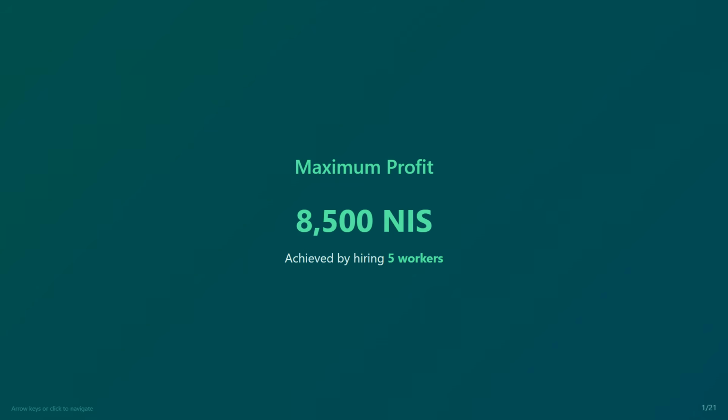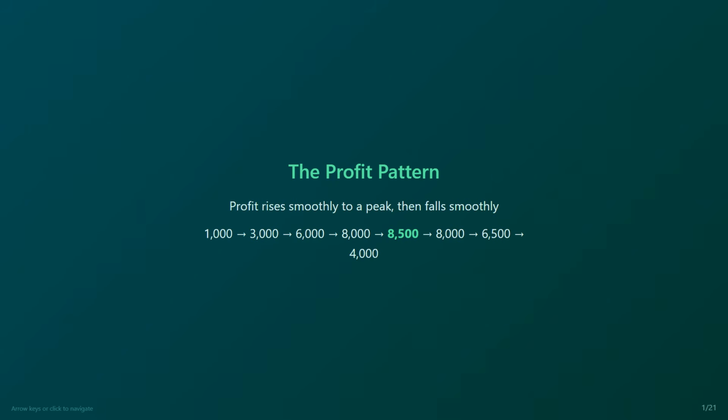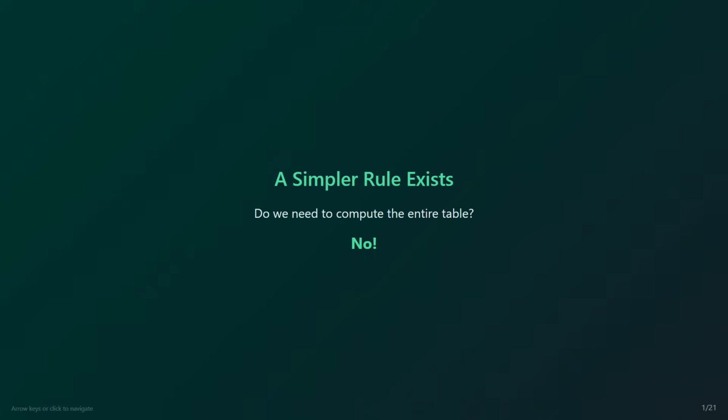Now, let's look at what happens to profit. Notice the clear pattern: profit steadily rises, 1,000, 3,000, 6,000, 8,000, 8,500, until it reaches a peak of 8,500 shekels at worker number 5. From there, it steadily declines, 8,000, 6,500, 4,000. No jumps, no surprises. Profit rises until the maximum point, then falls. This is a smooth and orderly pattern. So, the maximum short-run profit is 8,500 shekels, achieved when employing 5 workers.